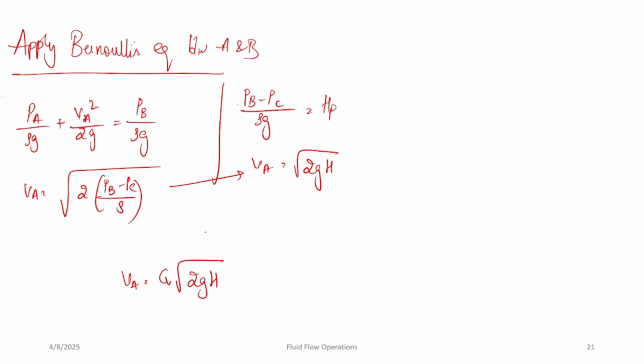We know that because of the bends, there will always be pressure loss, right? That is why we added something called CV. This is the coefficient of velocity, the pitot tube coefficient.